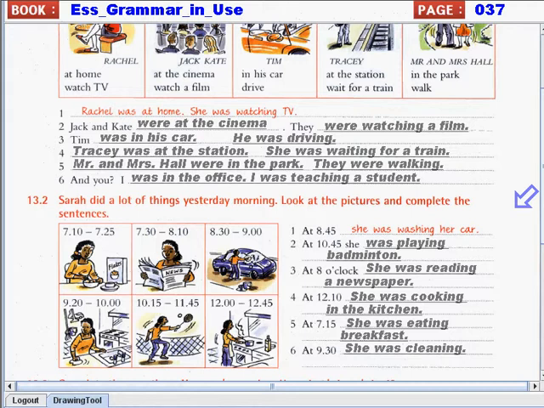Now, I want you to review this lesson and try to answer all the activities by yourself. Remember how to make sentences using the past continuous tense.